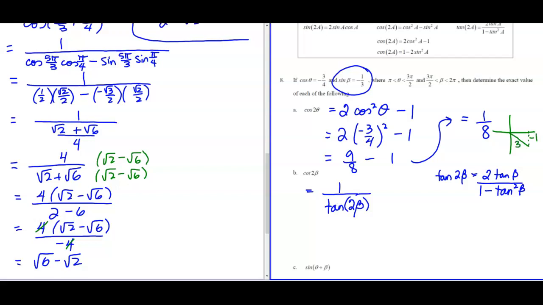Wait, why wouldn't you just do cosine over sine? I said you can do that. Okay, you have these 2 identities. Okay, so then here, in order to get tan, we do need adjacent. So 3 squared minus 1 squared, that is 9 minus 1 is 8. So this is root 8, which is 2 root 2. Positive, right?